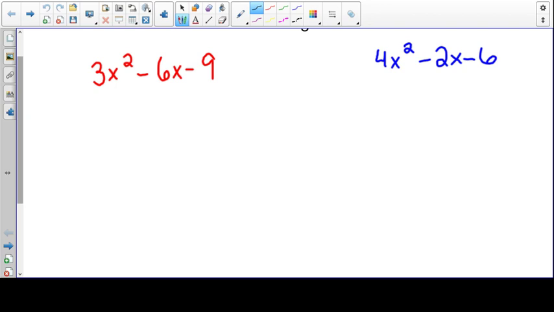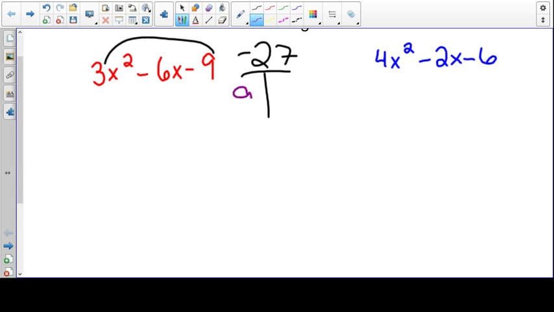T-factoring is when I multiply the first two together. So I have negative 9 times 3, which will give me negative 27. On top of my big giant T, I have negative 27. Then I have to ask myself what will multiply to negative 27 but add to negative 6. Negative 9 and positive 3.